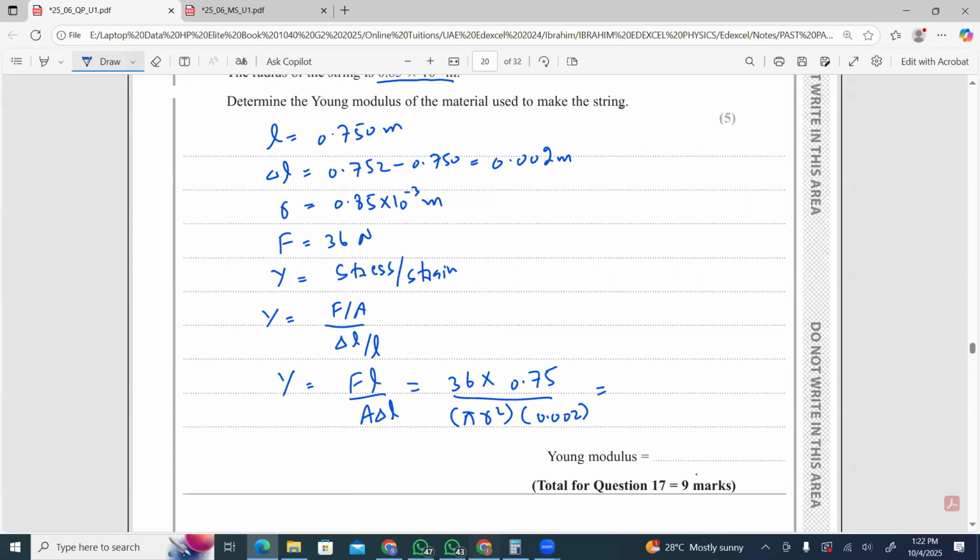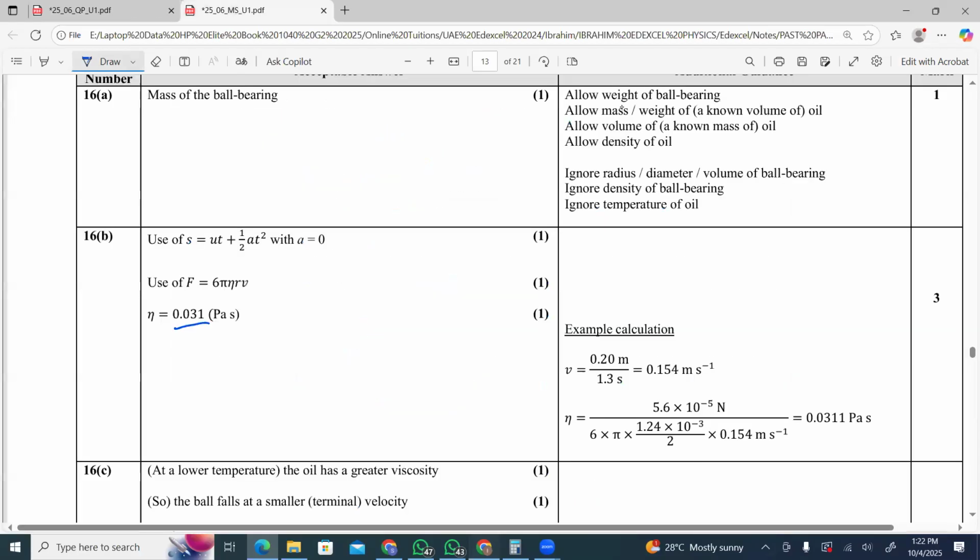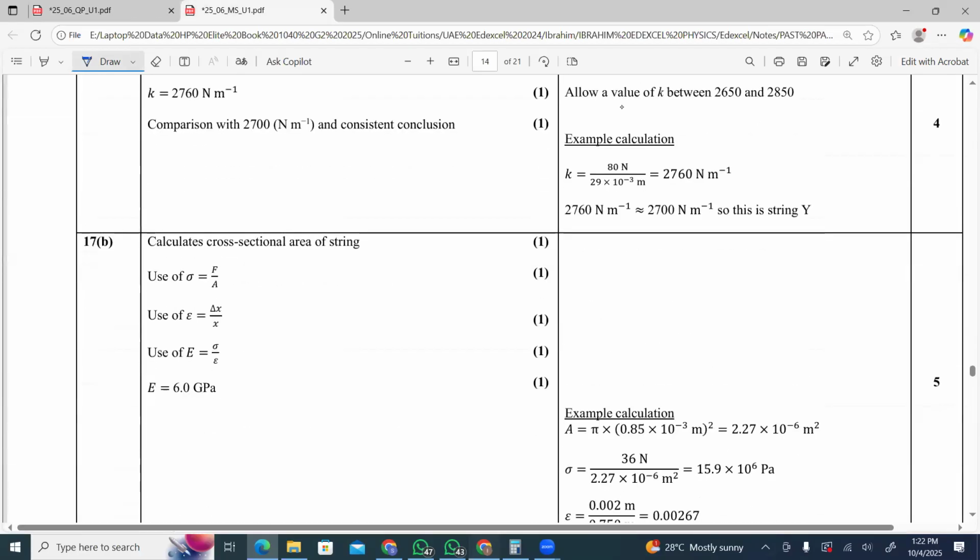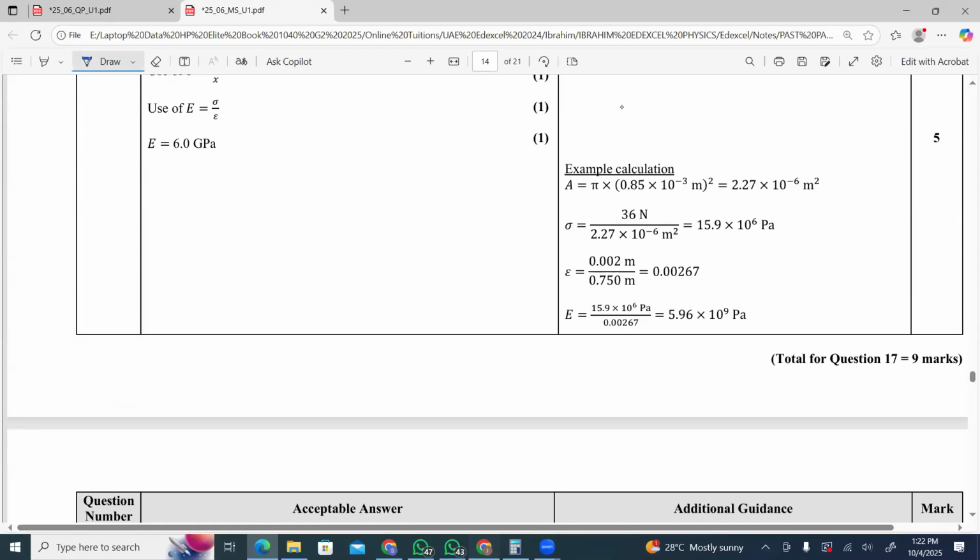Just put in the values for the radius. It is 0.85 into 10 raised to the power minus 3 and 0.002. And the answer is going to be 5.96 into 10 raised to the power 9. So I'm just writing it from the mark scheme. I'm not calculating it. So 5.96 into 10 raised to the power 9 pascals.